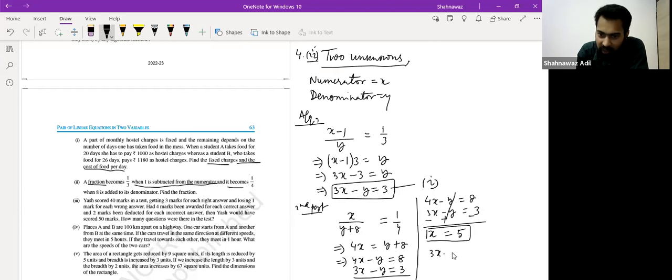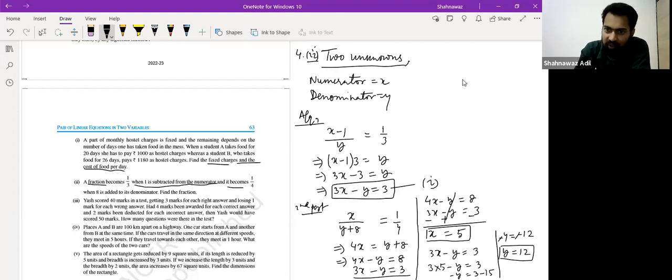And we can use any equation. So 3x minus y is 3. So 3 into 5, minus y is 3. So minus y is 3 minus 15. Right. So minus y is what? Minus 12. So y is 12. Right. So what will be the fraction? The fraction will be 5/12.